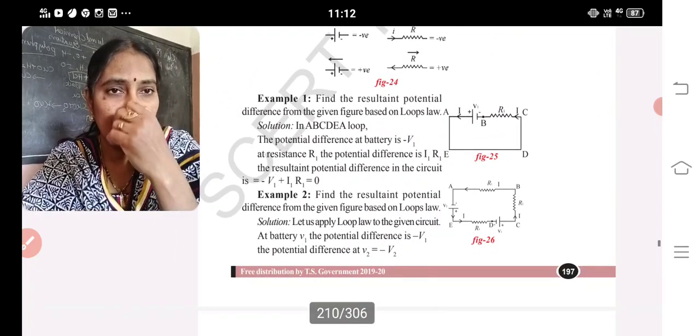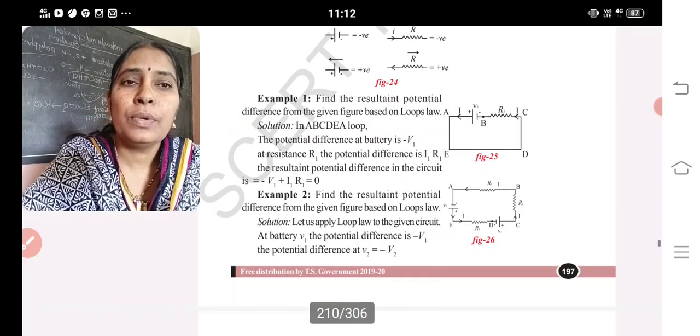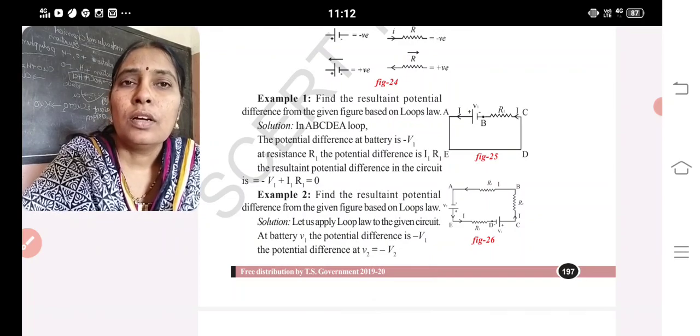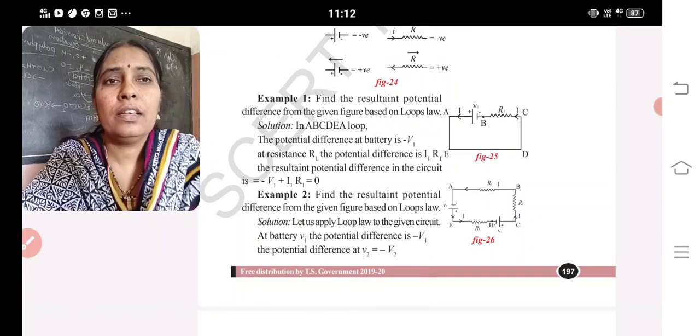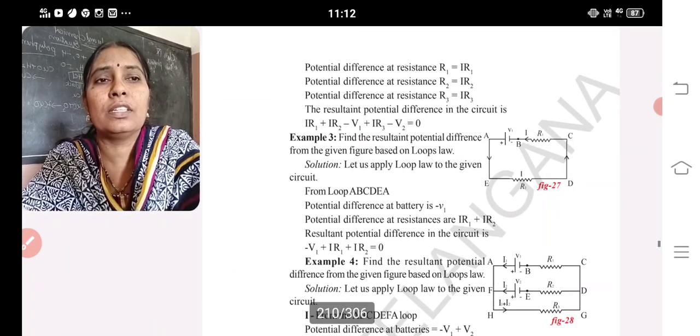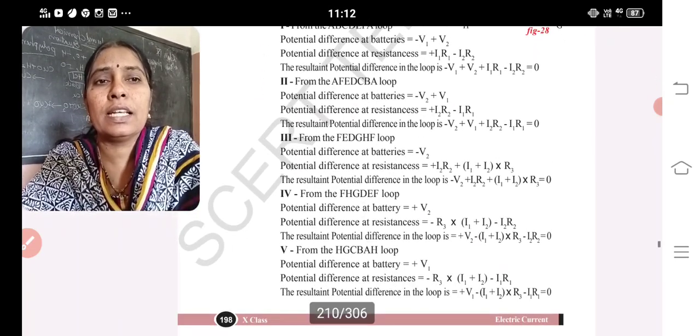Okay. Next. These are the 2 examples which are solved based on the loop law and Kirchhoff's law. Okay, already solved problems are given. This is also one more. So, easy to understand these problems.